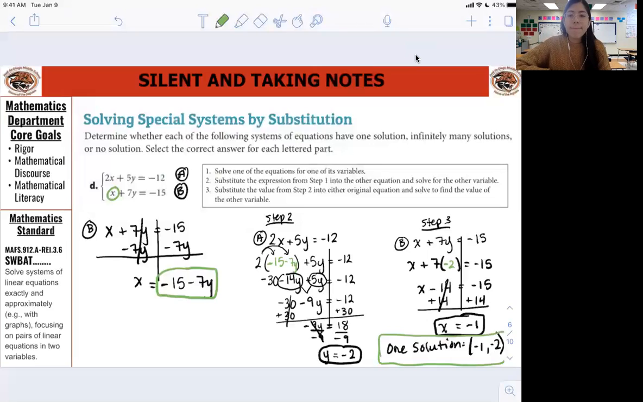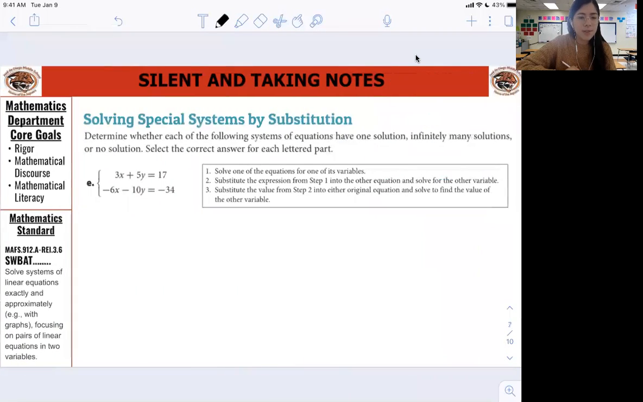Wait, how are they intersecting? So remember, one solution. But what about infinite solutions? Say that again, Najara? What happens if you get an infinite solution algebraically, but you don't have a graph to visualize it? Okay, so what happens if you get infinite solutions? Let's find out. Let's find out.